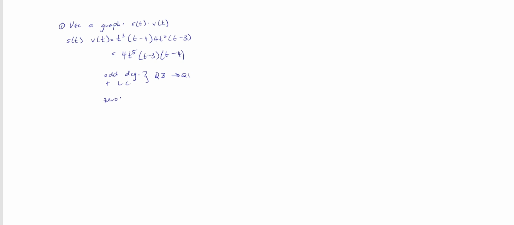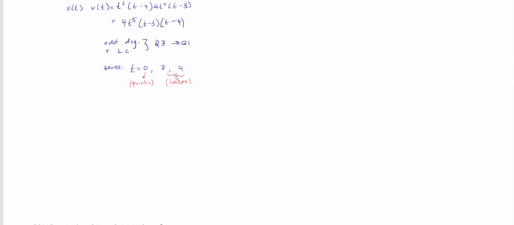The zeros are as follows. This function is equal to 0 when t is equal to 0, 0, 3, and 4. And this first 0 right here is a quintic 0. But these zeros here are linear zeros. So it's going to pass linearly through these zeros, and it's going to pass quintically through this 0 right here. So all we have to do now is graph this function. It's an odd degree, positive leading coefficient going from Q3 to Q1 with these zeros.